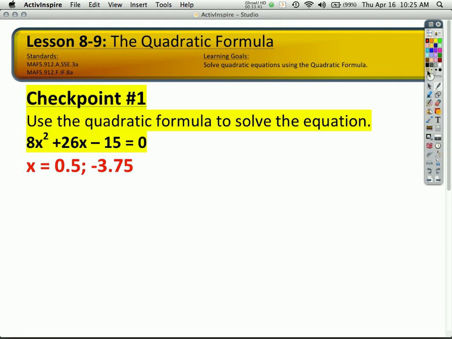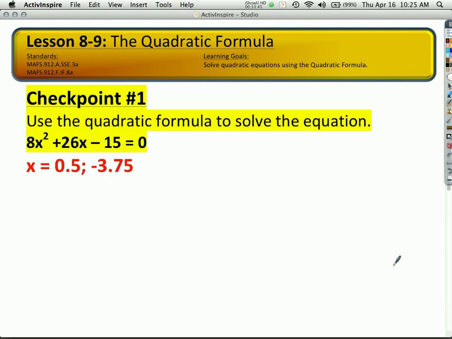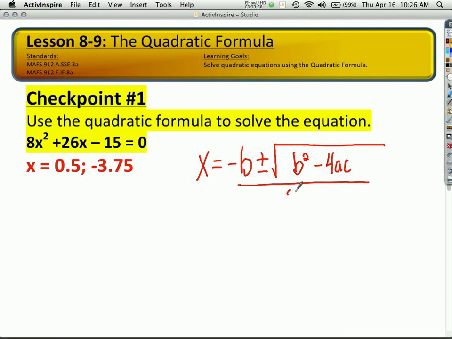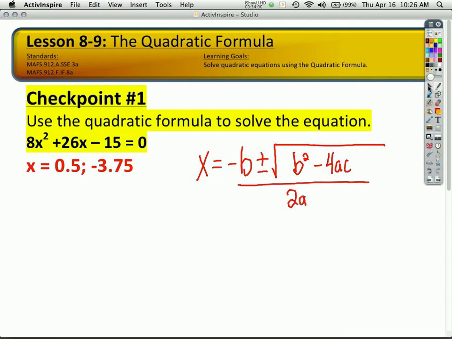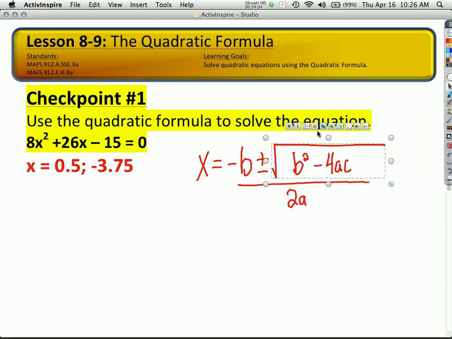So I want to take this opportunity to go over something. Here's the formula. X equals -b plus or minus the square root of b squared minus 4ac all over 2a. I want to go over this little piece right here.